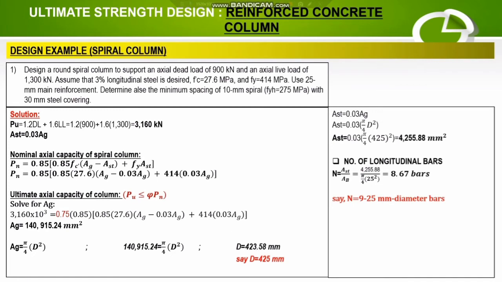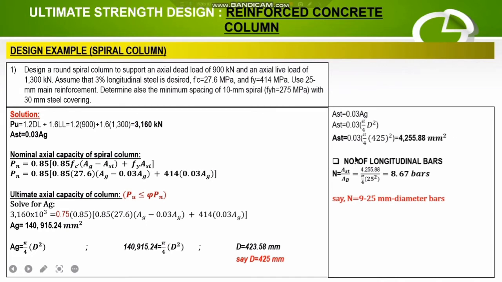So after solving for the cross-sectional dimension of our round spiral column and the gross section area, the next step is to solve for our steel reinforcement area. Since in the design we are considering the 3% steel reinforcement area or 0.03 of Ag, just substitute the value of Ag to this equation. Therefore, AST is equal to 0.03 Ag. So AST is equal to 0.03 times pi over 4 times d squared. Substituting the value of d, therefore, AST is equal to 4,255.88 mm squared.